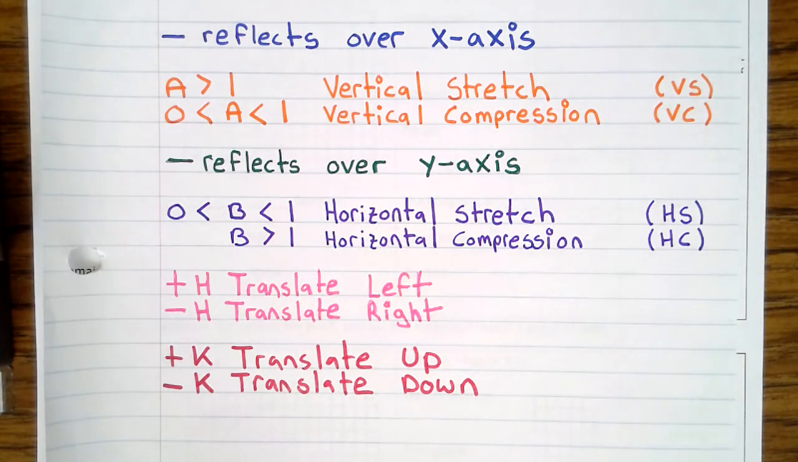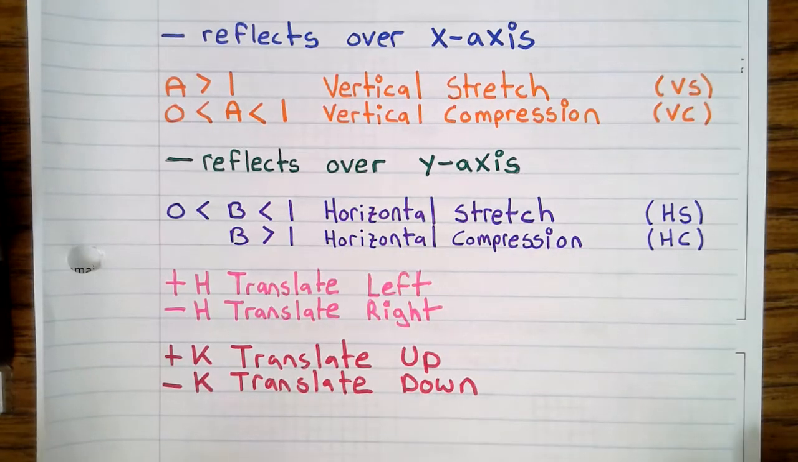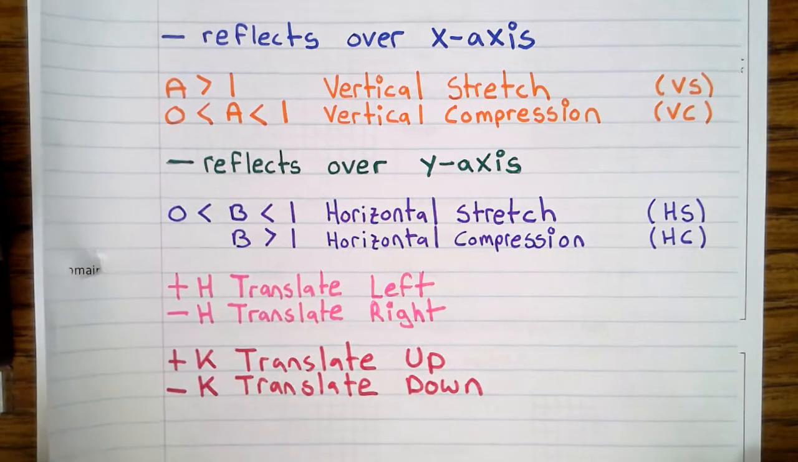When it's plus h, it translates left. When it's minus h, it translates right. When it's plus k, it translates up. When it's minus k, it translates down. Who would update your notes? Now your notes are updated. Let's take a look at the examples.